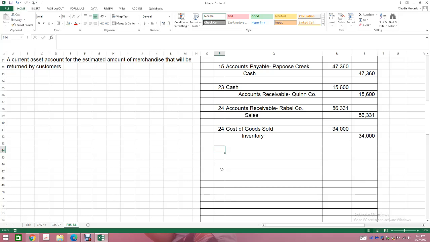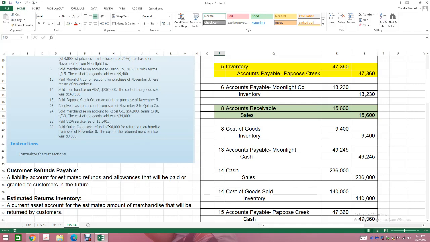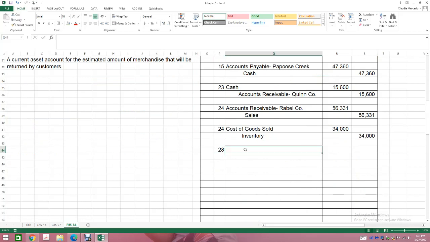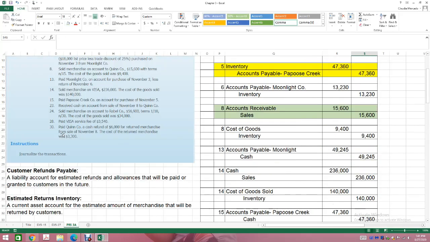So this is happening on the 28th. It says here you paid Visa service fees of $3,540. So what I'm going to do is debit my credit card expense, and I'm going to credit cash, because they're probably going to pull that fee out of your bank account. $35.40, and it was for $35.40.